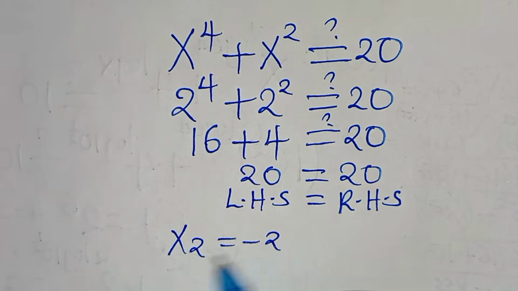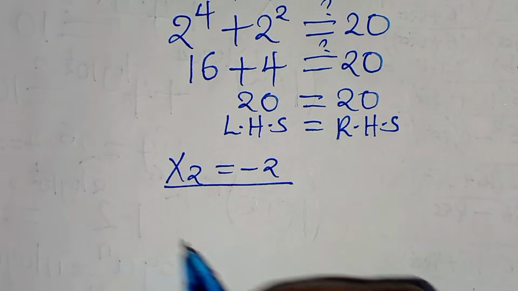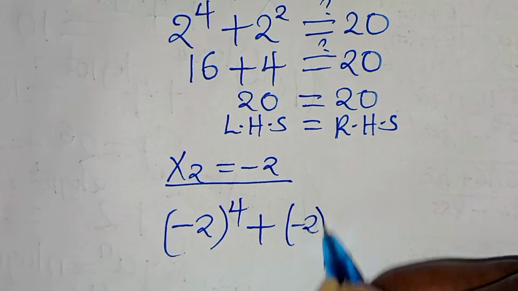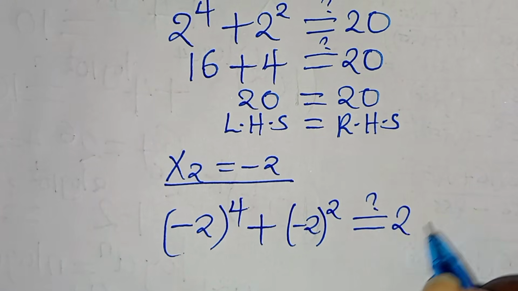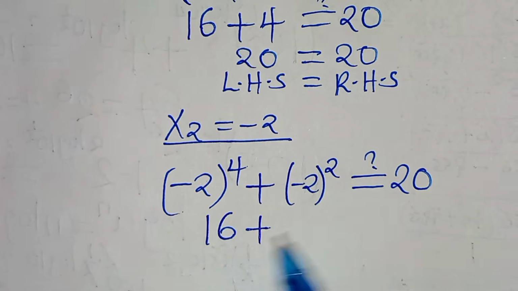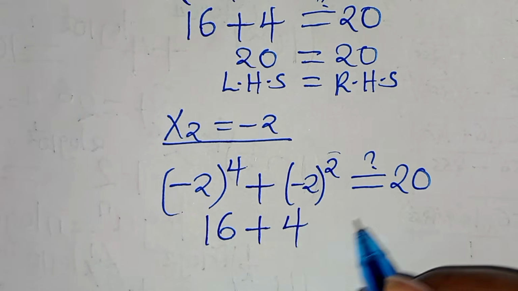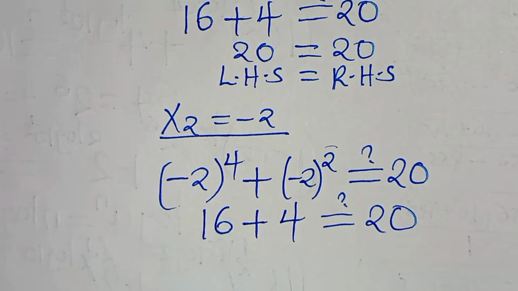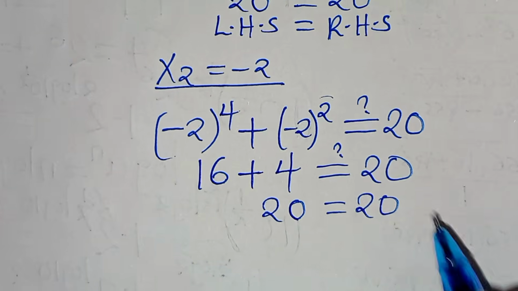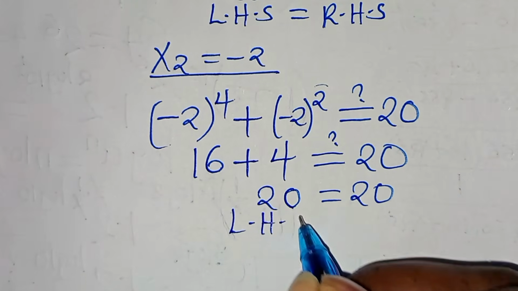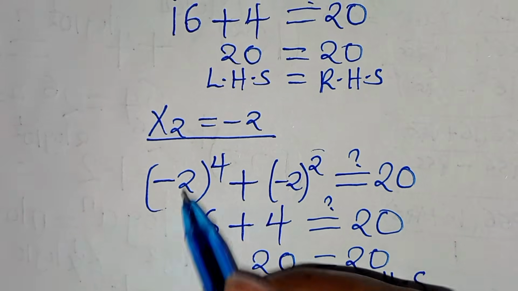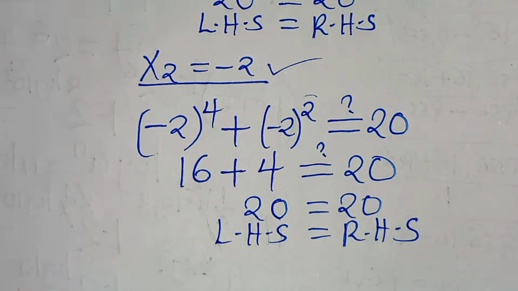x2 is equal to minus 2. Let's check this. So we have minus 2 raised to the power of 4 plus minus 2 raised to the power of 2. This should give us a value of 20. Minus 2 to the power of 4 is equal to 16. Then plus minus 2 to the power of 2, this is 4. 16 plus 4 is 20, which is equal to 20. So this implies that the left hand side is equal to the right hand side, and this proves that x2 satisfies the equation.